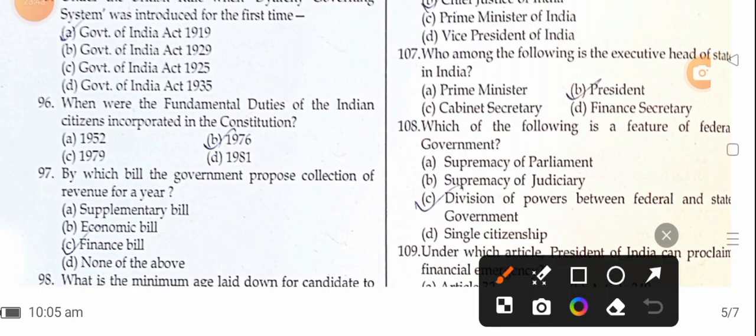Who among the following is the executive head of the state? President. The President is the executive head of the state. When were the fundamental duties of Indian citizens incorporated in the Constitution? 1976. Which of the following is a feature of federal government? Division of powers between federal and state government. By which bill does the government propose collection of revenue for a year? Finance bill. The right answer is finance bill.